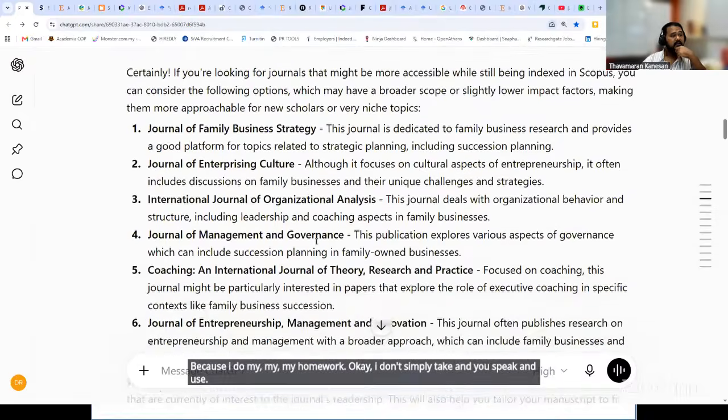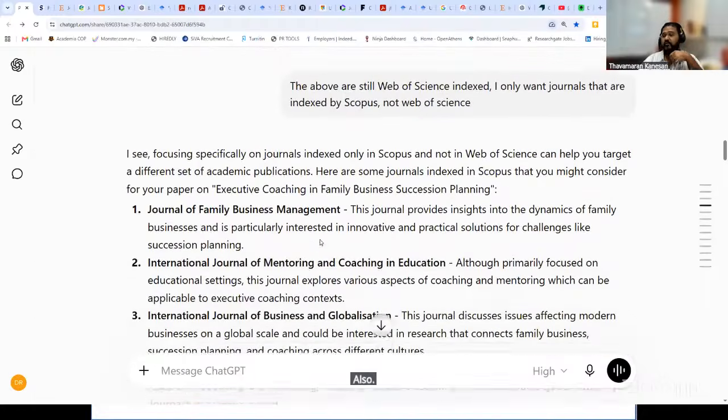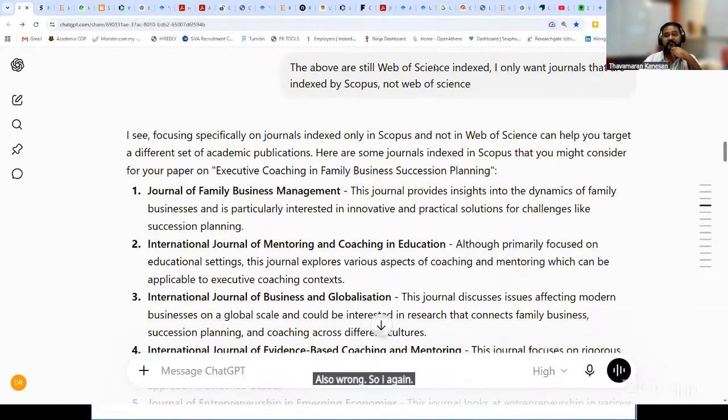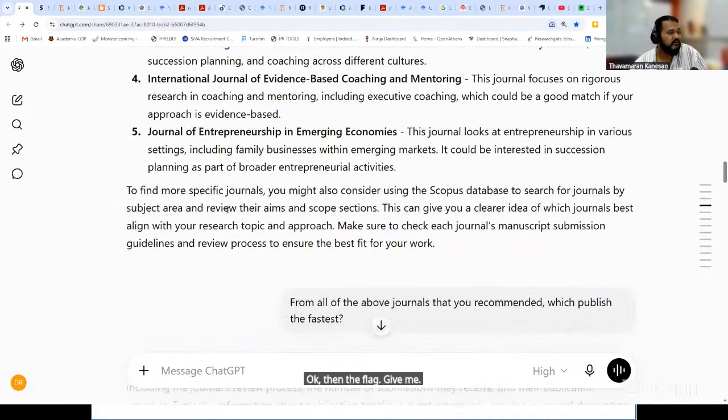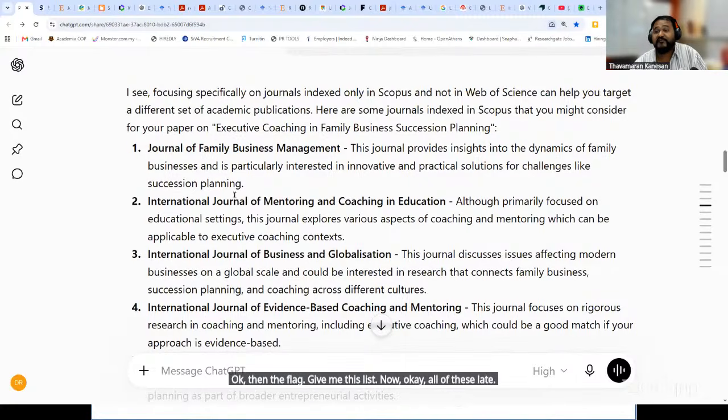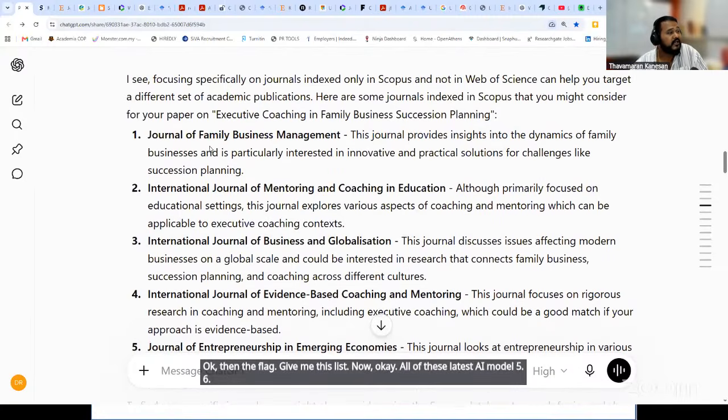So that was also wrong, so I prompted again: the above are still Web of Science indexed. I only want journals that are indexed by Scopus, not Web of Science. See, now I'm saying again, I only want Scopus and not Web of Science. Then it gave me this list. This is what you get from the latest AI model. Journal of Family Business Management, I just pick one example only.